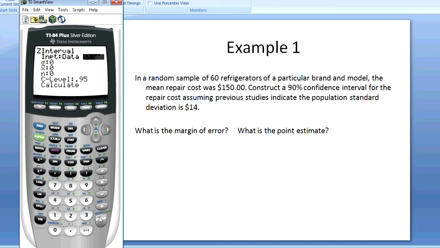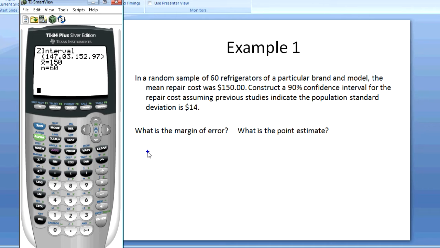So I press stats and then enter. Now it asks for sigma, not S, right? We happen to know in this case that it's 14. X bar is 150. N in this case is 60. And we want 0.90 for our confidence level. So all I do now is go to calculate, and I get 147.03 up to 152.97. So that would be my actual answer here, and I could just put that down as my final result.